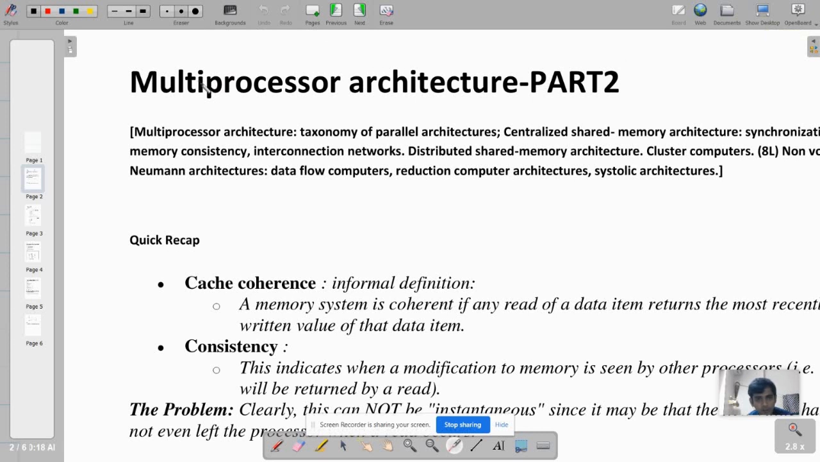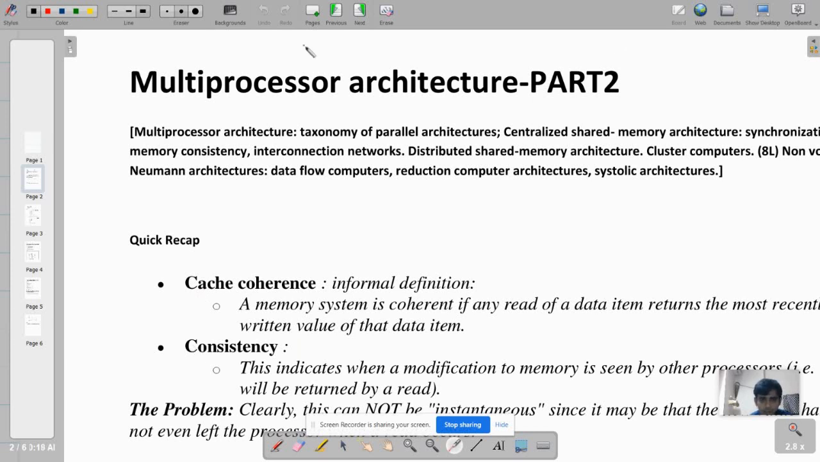In today's video we are going to continue our discussion about multiprocessor architecture. Just for a quick recap, during the previous video we studied multiprocessor architectures, then the use of multi-level caches, which actually resulted in two problems. One is cache coherence, and as an immediate consequence, the consistency problem.